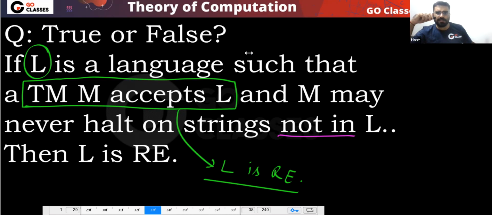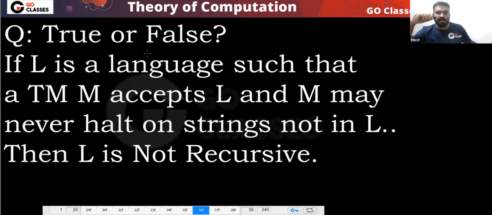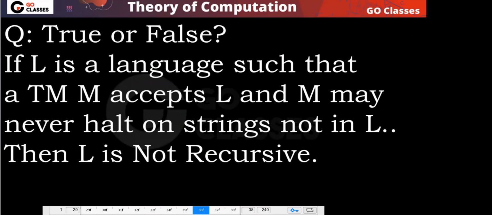Tell me, is this question clear? Okay. So you have a language L. L is a language. There is a Turing machine that is accepting L. Because there is a Turing machine, this is enough to call this language RE. Tell me about this one. Think about it.